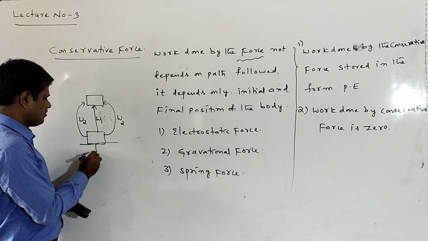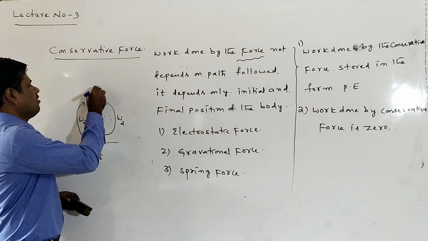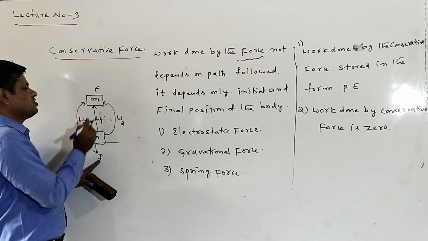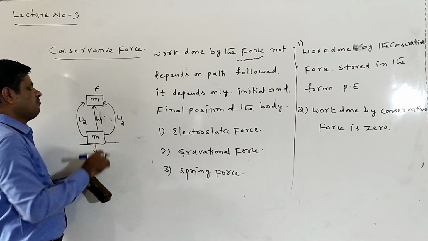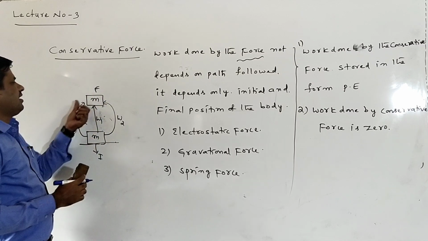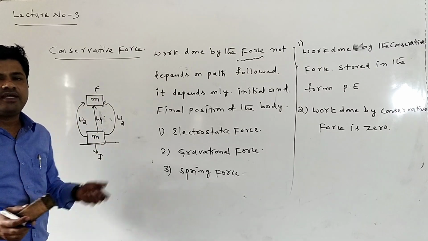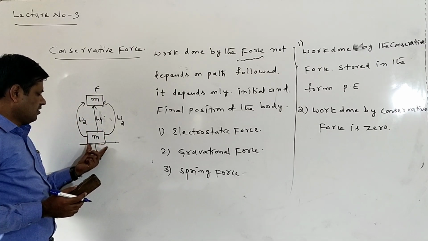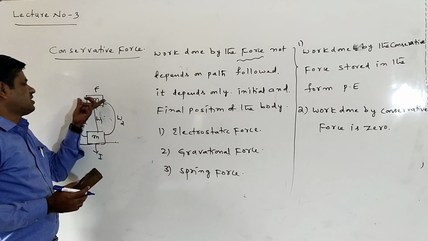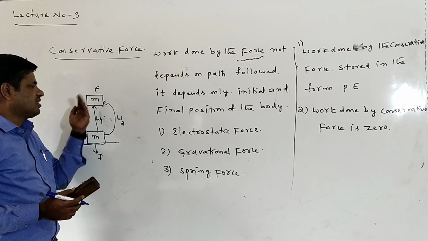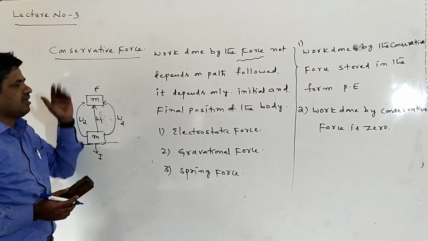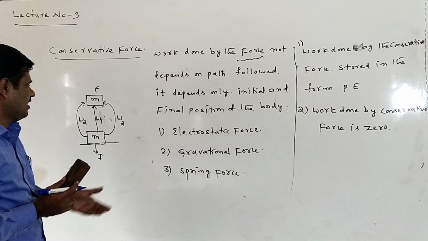This is the initial position, and this is the final position. It depends only on the initial position and final position. It does not depend upon the path followed. We are taking the body like this, or like this. In different ways we are taking the body from the ground to a certain height, in different directions. In any direction you can take.